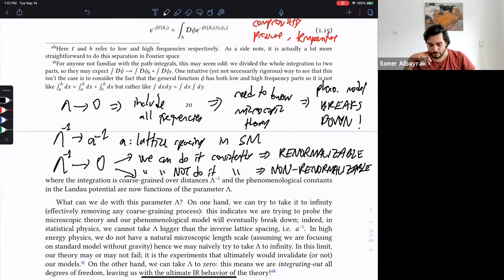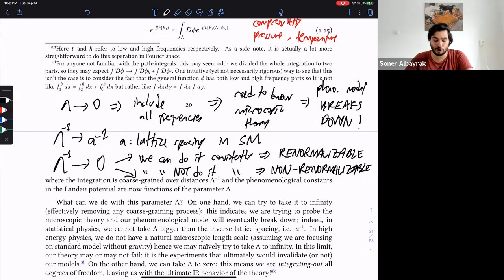Now, here's the problem though. If the theory is non-renormalizable, that means it's just a temporary model in the sense that it works for low energies, but it needs to be changed at high energies. For instance, Fermi's theory of weak interactions was a non-renormalizable theory, meaning that it was known that it had to be changed at high energies.